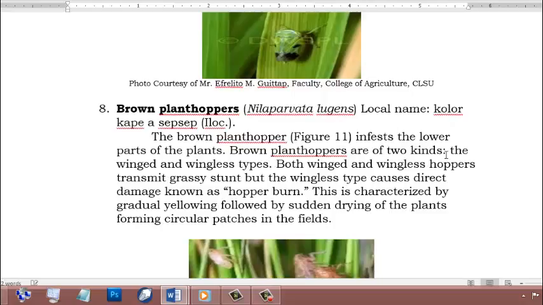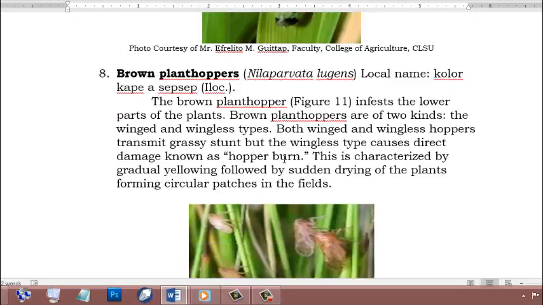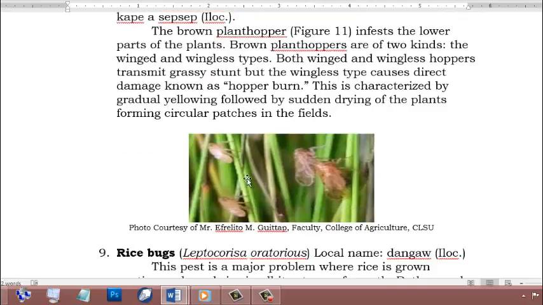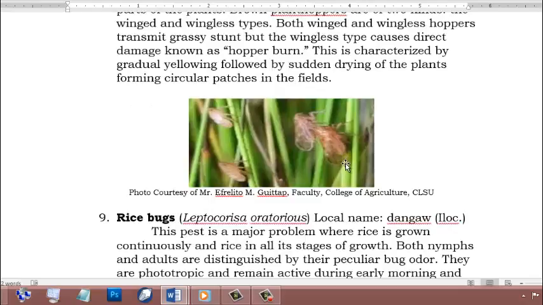Now, next we have brown planthoppers. The brown planthoppers infect the lower parts of the plant. Brown planthoppers are of 2 kinds, the winged and the wingless types. So wingless and winged. The damage is known as hopper burn. This is characterized by gradual yellowing followed by sudden drying of the plants, forming circular patches in the fields.